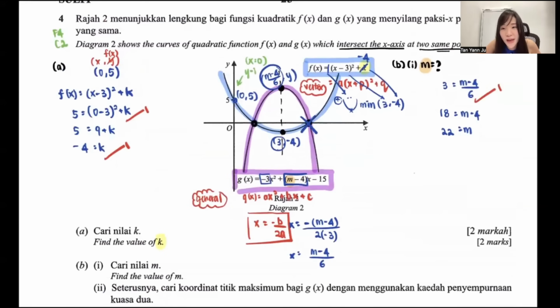Whenever we write both x equivalent to each other, already 1 mark. We get 22, another 1 mark. Okay, let's look at B2 first.